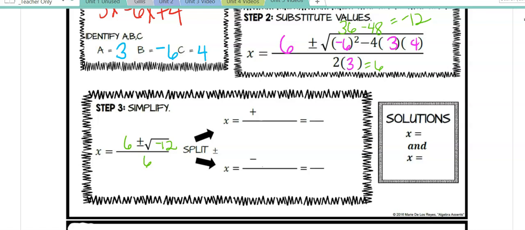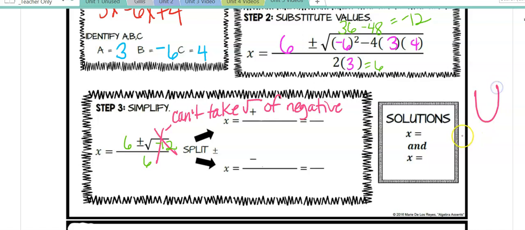You, in fact, cannot take the square root of a negative, okay? Now, in Algebra 2 and calculus, you can. It's called an imaginary number, but we're just working with real numbers. So what this means is this is one of those graphs that does not cross the x-axis. It is above it or below it.